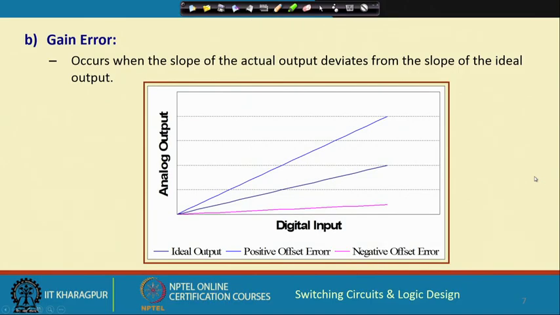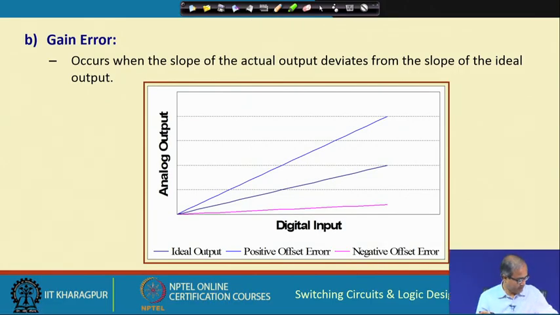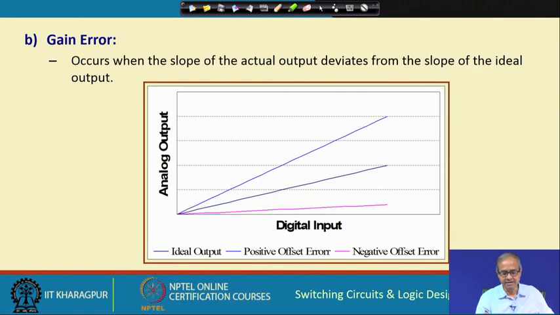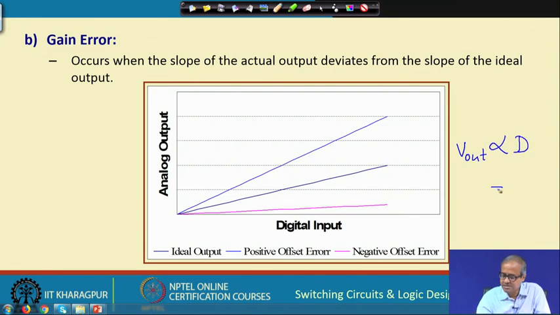Now, there are some errors in the DA conversion process that can occur. First is gain error. Well, we said that the output voltage V out is proportional to D, which means some constant of proportionality K multiplied by D. Now, due to some design variations or some issues, the value of K might change.